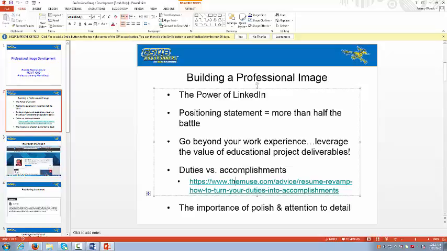So even if you are a cashier at Vons, there's a certain number of customers that come by your customer terminal every day. There's a certain amount of dollars that go through that cash register every day. There's a certain value of the inventory that you might have to stock and restock on the shelves. I want to know those numbers. That makes your profile look a whole lot more impressive than just saying what you did without any numbers attached to it. And then finally, the importance of polish and detail.